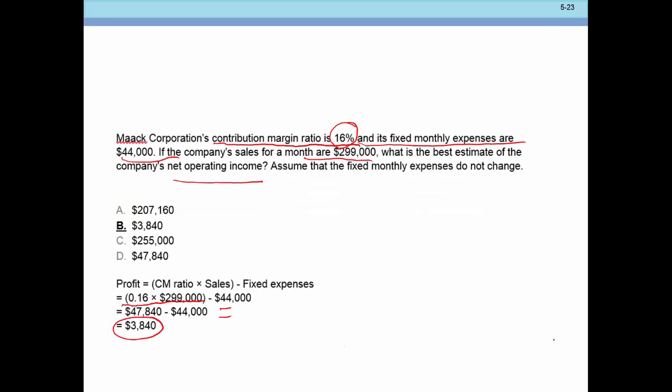Okay, so let's take a look at a couple of examples here. They've given me the contribution margin ratio. They say that's 16%. They tell me that the fixed expenses are 44,000, and they say if the company sales are 299,000, what is the best estimate of their income? Okay, so what am I going to do? Again, guys, I like to set these up by saying, well, look, I've got 299,000, don't I?